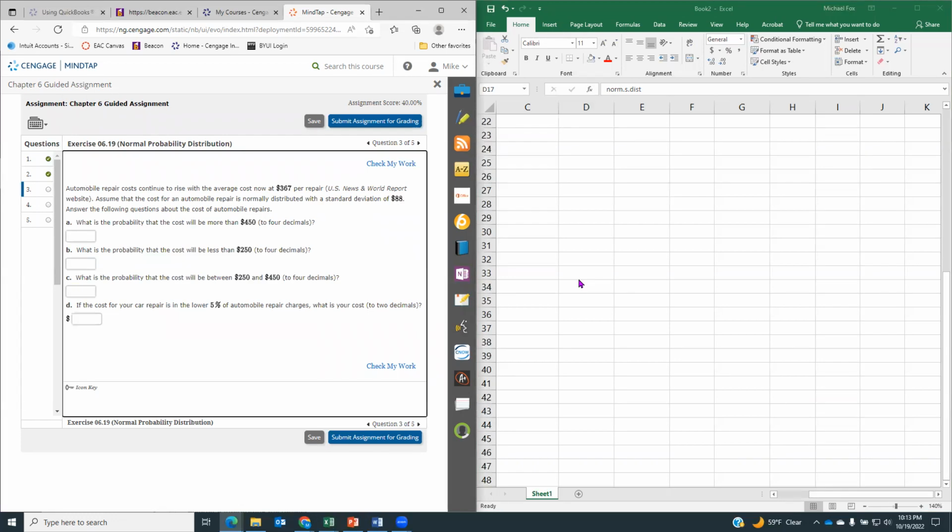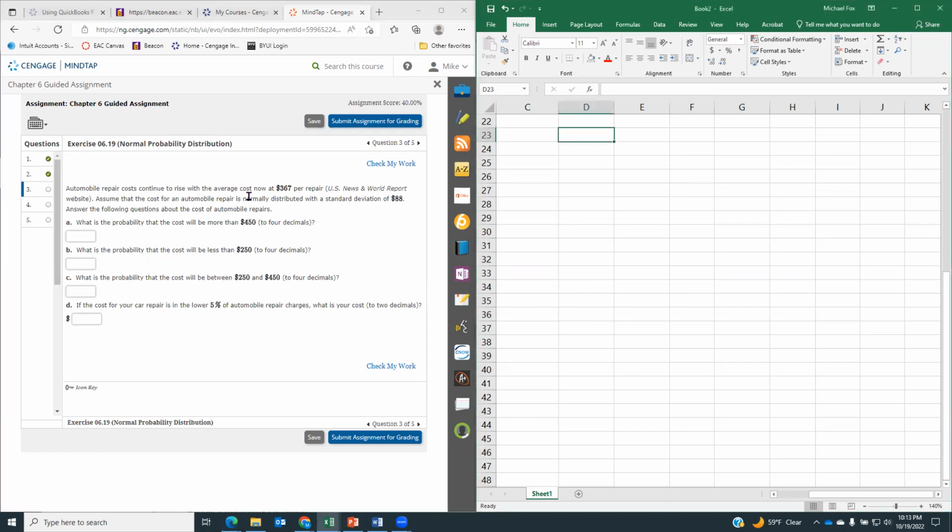But we're not working in z units now, right? We're not working in standard deviations. We're working in dollar units. Okay, so I know that I have my average or mean cost, which is 367. I also know that I have a standard deviation of 88. And then I'm going to have some value that I'm checking on. So this one says, what's the probability the cost will be more than 450? So I'm going to call these variables that they're going to throw at me X.